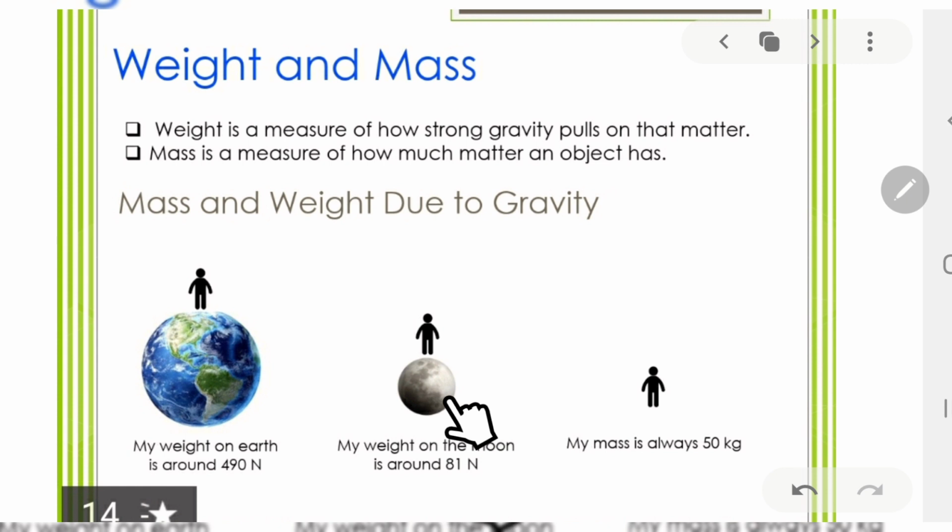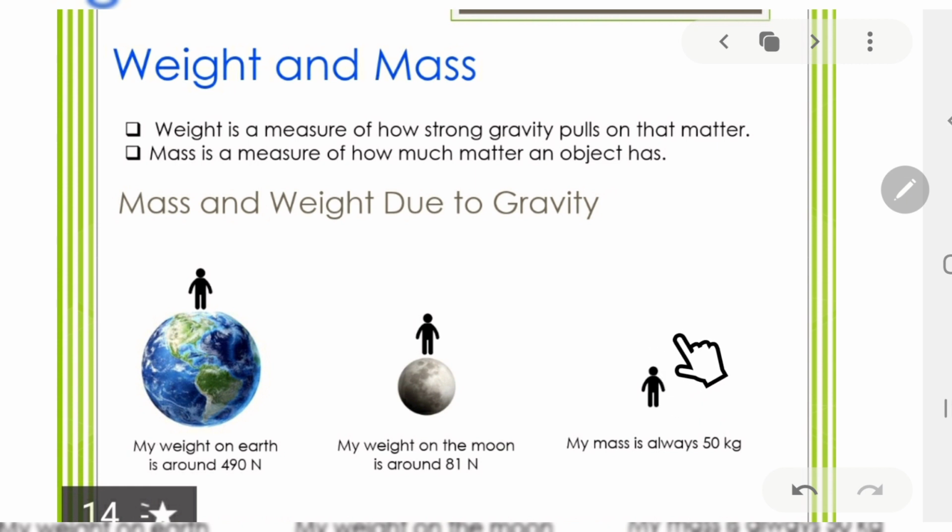Tetapi apabila dia pergi ke bulan, tarikan graviti bulan lebih rendah daripada bumi. Disebabkan itu, the weight on the moon is lower than on the earth. Okay, around 81 Newton on the moon. Disebabkan tarikan graviti yang tidak sama. Jadi berat pun berbeza.